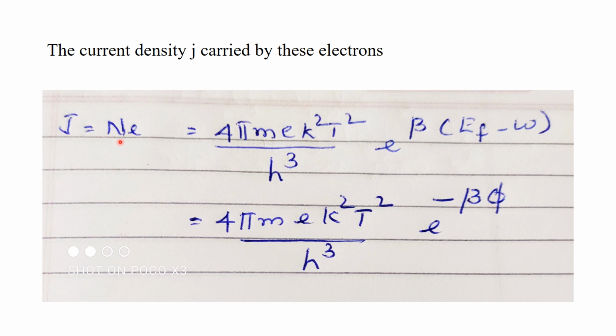The current density J carried by these electrons is J equal to Ne, that is equal to 4 pi m e k square T square divided by h cube into e raised to beta (Ef minus W). That is equal to 4 pi m e k square T square by h cube into e raised to minus beta e phi, where e is the charge on the electron and phi equal to W minus Ef. The factor phi is referred to as the work function of the metal. And this equation is the Richardson-Dushman equation for thermionic emission.